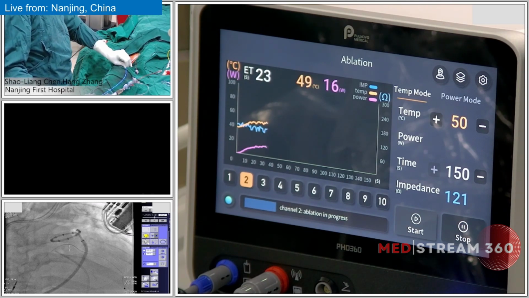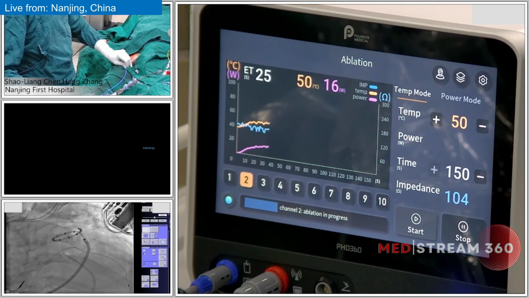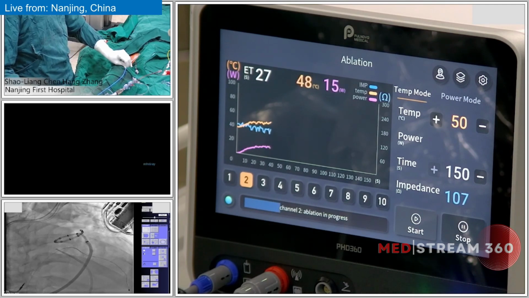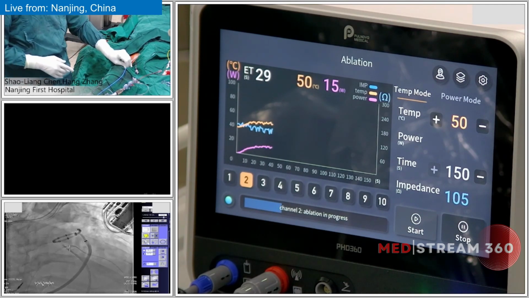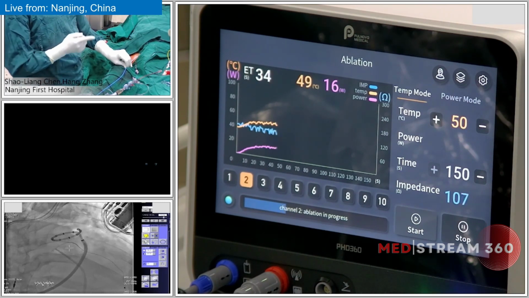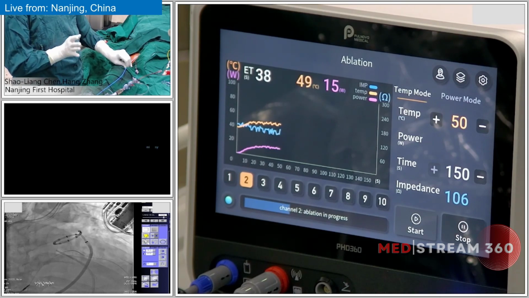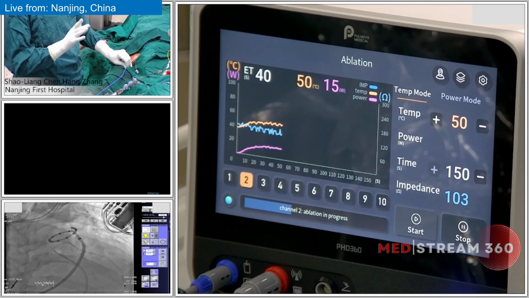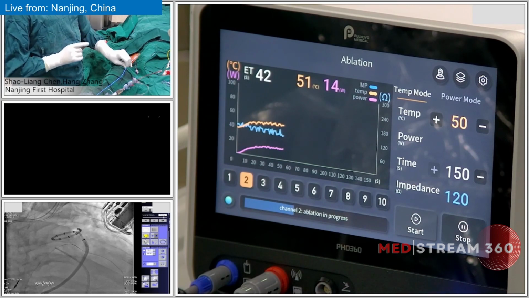Okay. So I can feel very strong pulsation from the pulmonary artery during the procedure because we are using number 2 electrodes, which is the distal part of the catheter.